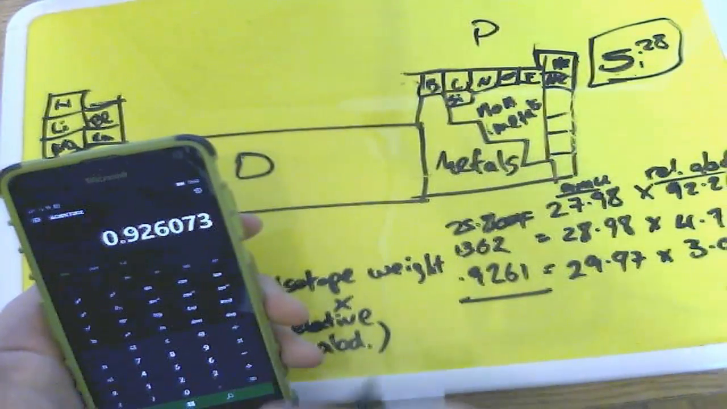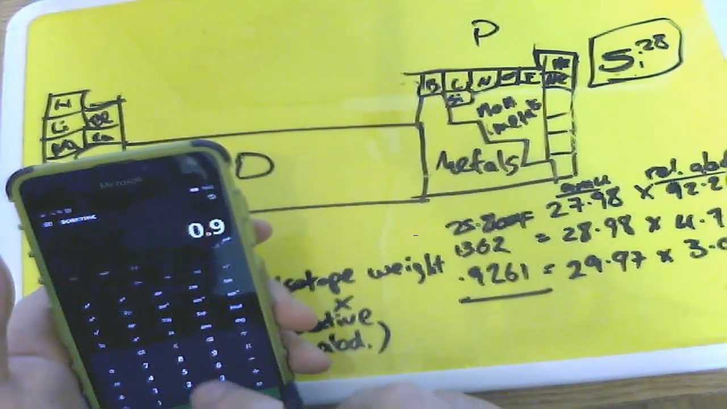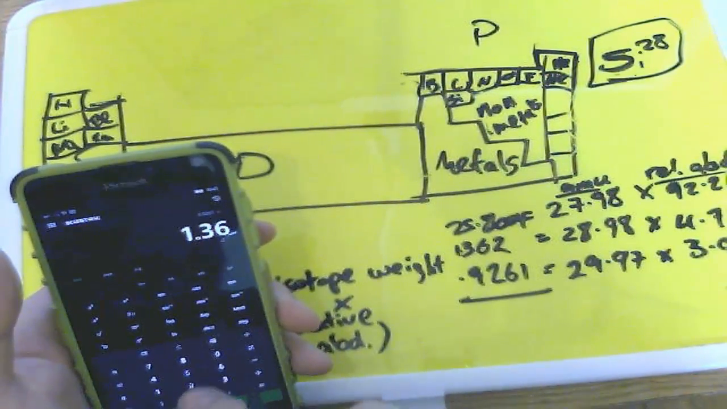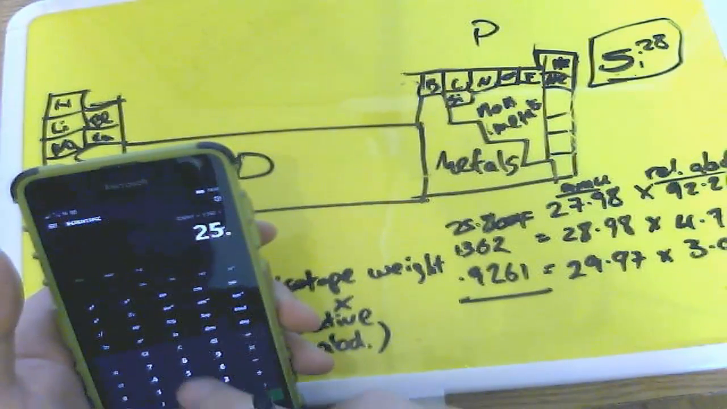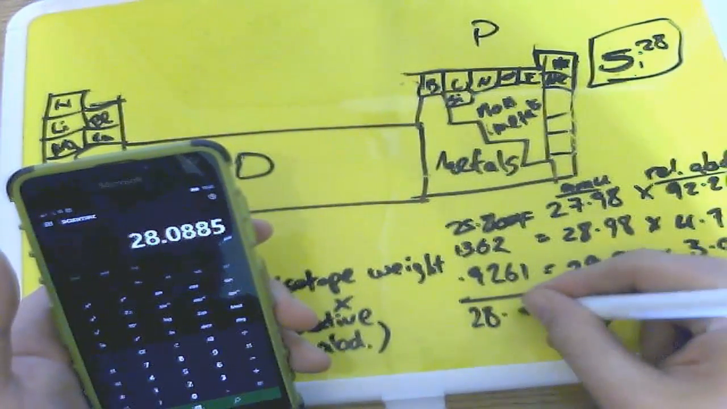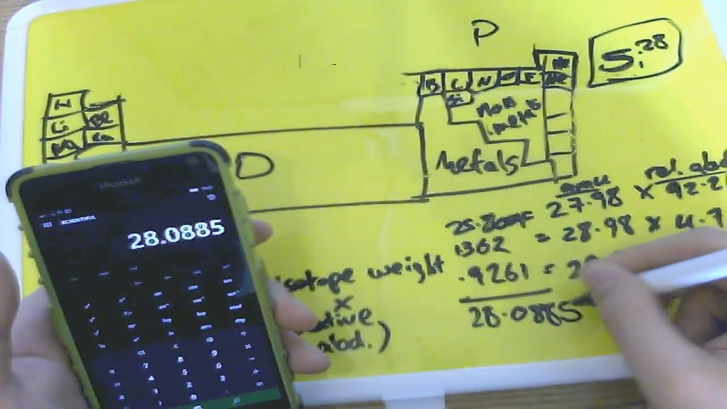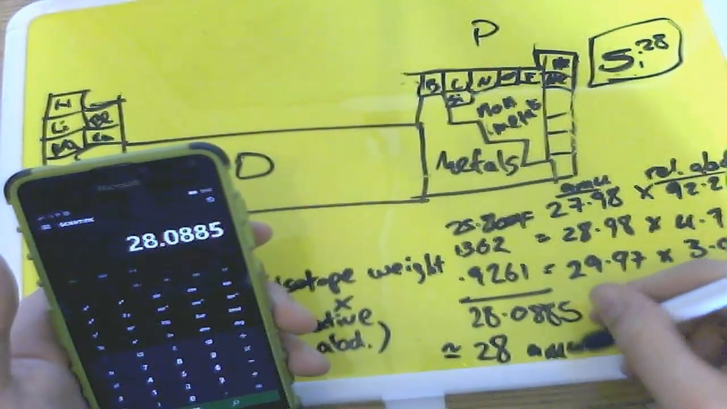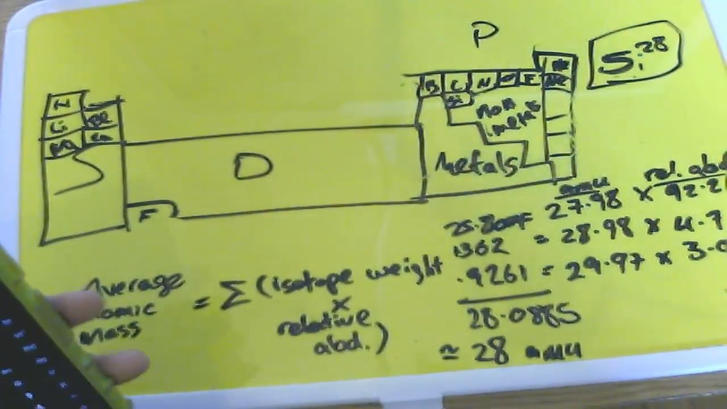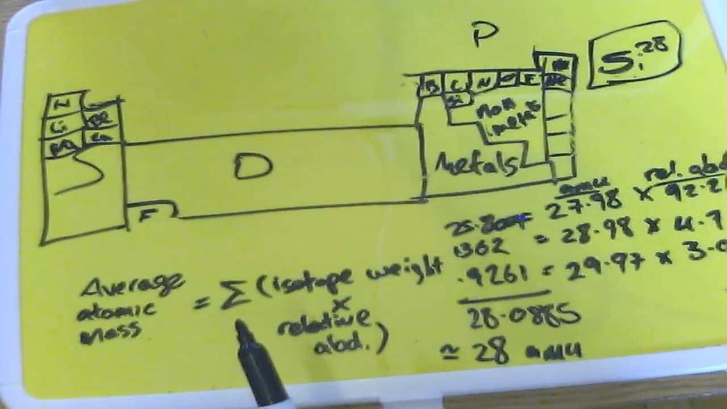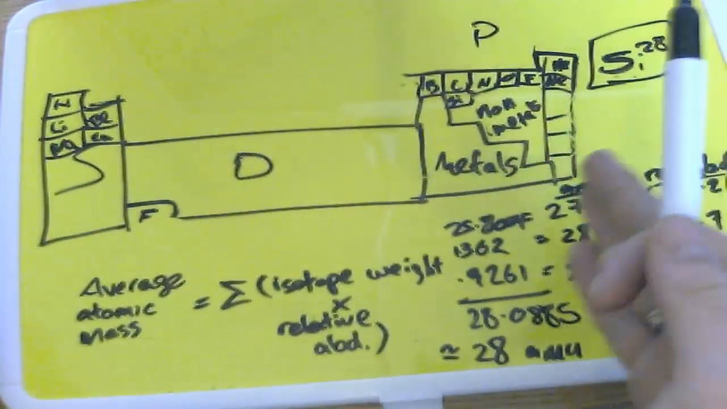Okay, so you add all these up. 0.9261 plus 1.362 plus 25.8004. That gives us 28.0885, or approximately equal to 28 AMUs. There you go. That is how you calculate the average atomic mass for an element on the periodic table. And now you know the structure of the periodic table, the different sections.